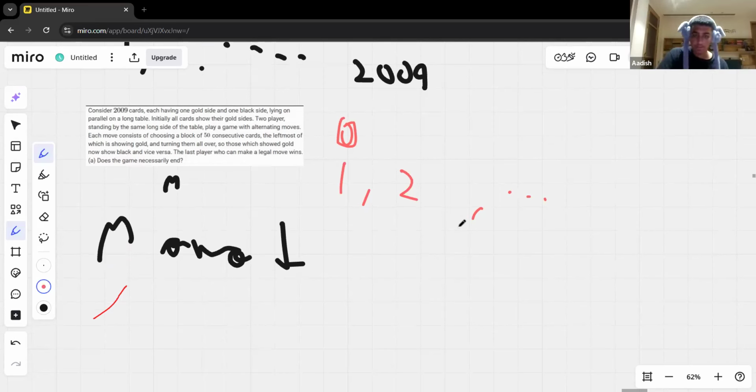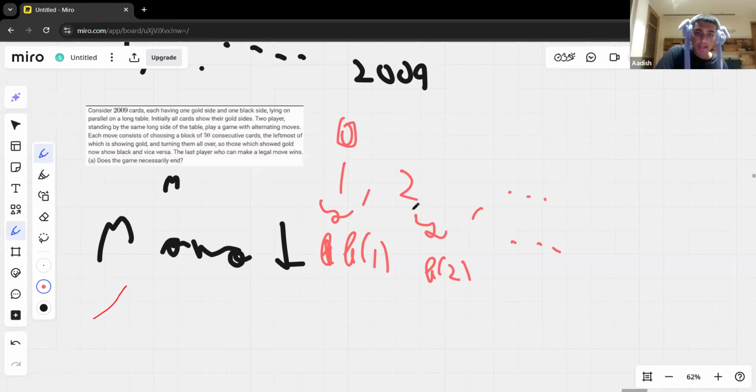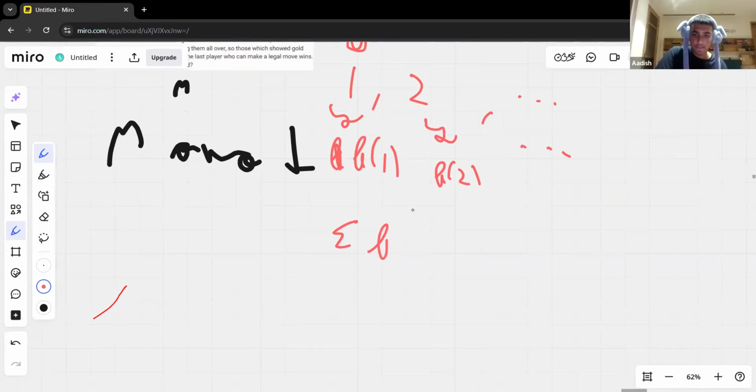So what kind of monovariant will it be? Suppose you guess that you have to do some sort of weighing. For every position you assign a weight, some weighing function: one goes to f of 1, two goes to f of 2. You don't know what this function is yet. You add this function over every gold card, and then you prove that as you do a flip, this sum always increases. This is the kind of thing you're looking for.